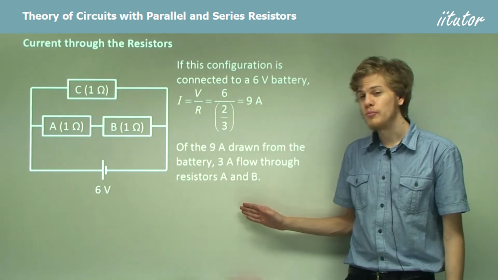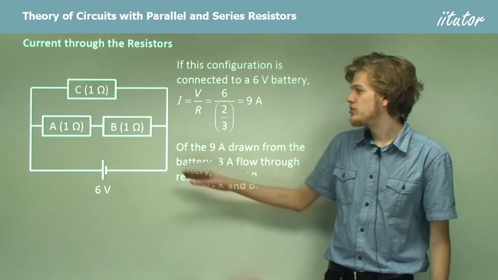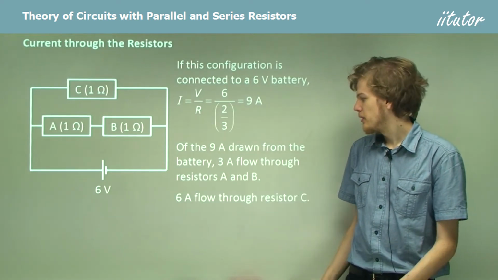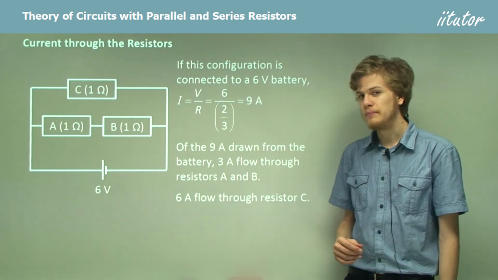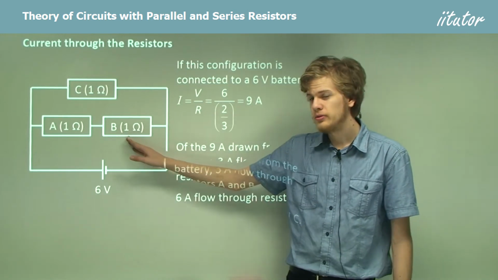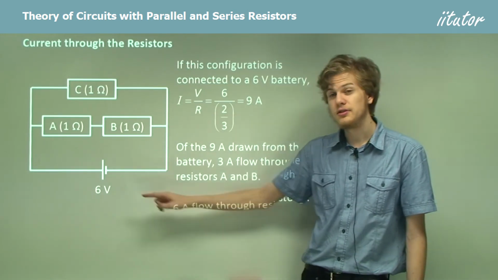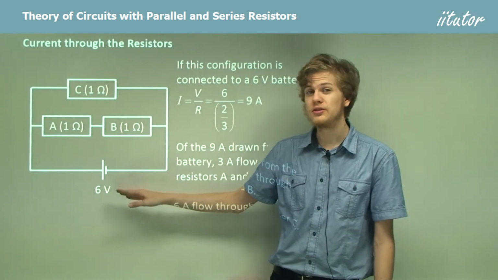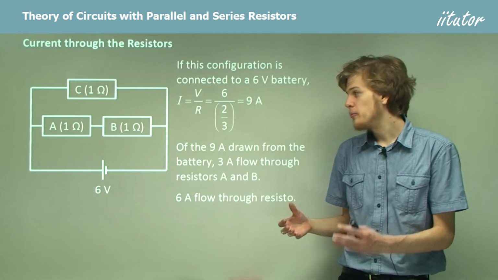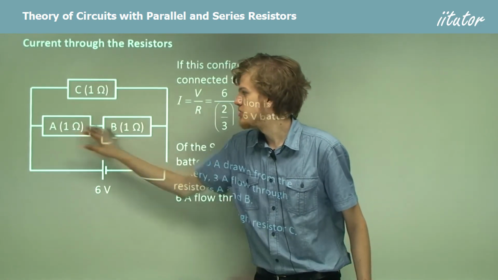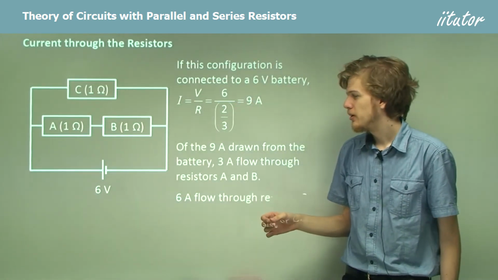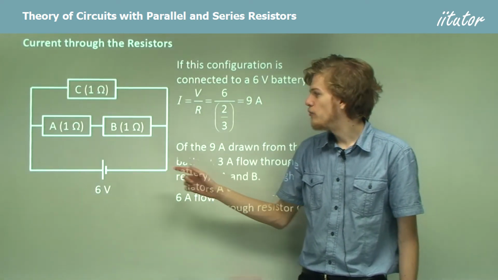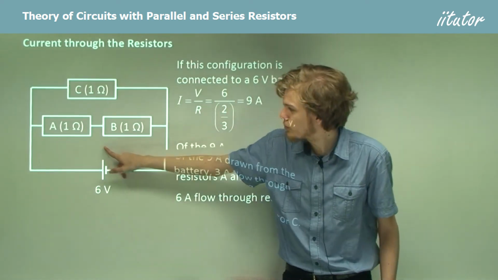So of the 9 amps drawn from the battery, 3 amps will flow through resistors A and B, because their total resistance is 2 ohms, and 6 amps will flow through resistor C. So we have the 2 ohms times 3 amps gets us 6 volts, and 6 amps times 1 ohm gets us 6 volts. So the voltage drop across this resistor and this giant resistor is the same. Of course, if we were going to look at A and B, then there would be a voltage drop of 3 volts across A and then 3 volts across B.